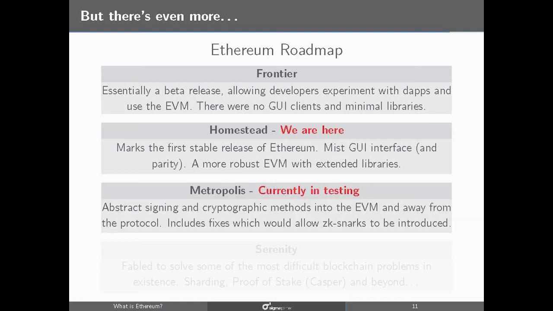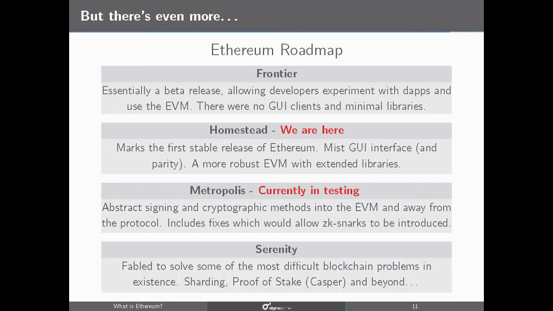What's coming in a couple of months is Metropolis. They're in testing at the moment. They're going to abstract away some of the key signing and stuff into smart contracts, which is going to be kind of cool. This is coming out soon. And then Serenity is this fabled thing to solve all possible blockchain problems. It's going to do sharding, and it's going to do proof of stake. So anyway, what I'm trying to articulate here is Ethereum is still only beginning, right? We don't even know where it's going to be by the time it gets to Serenity, and that's probably about a year and a half off.